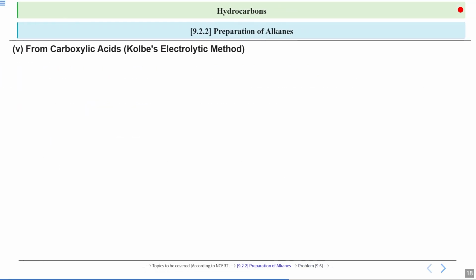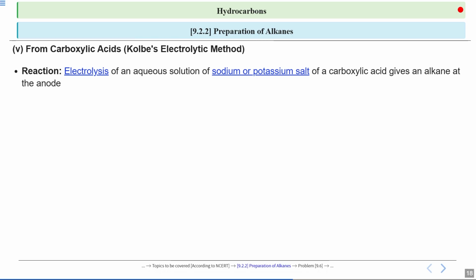Now, let us discuss the Kolbe electrolysis. So, this is also a type of preparation of alkane from carboxylic acid. Here, in the Kolbe electrolytic method, we perform electrolysis on an aqueous solution of sodium or potassium salts of carboxylic acid. So, this process results in the formation of alkane at the anode. It is important to note that this method not only produces alkanes but also releases gases like carbon dioxide and hydrogen, which can be useful in other chemical processes as well.